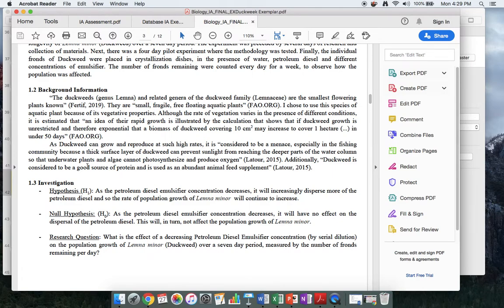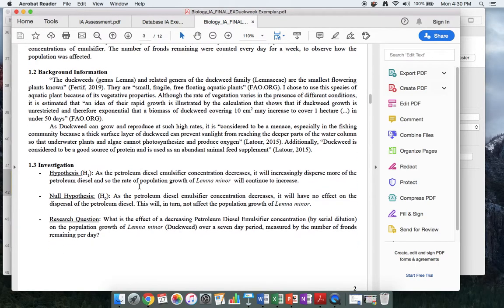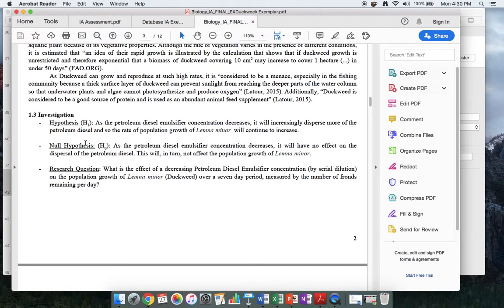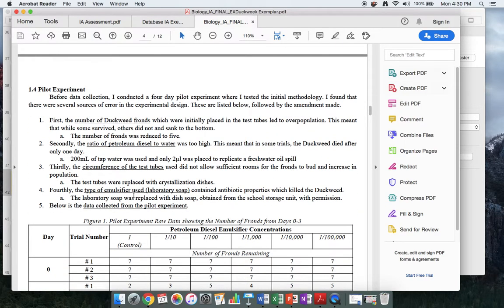Now, the student actually lost points. They didn't talk about the emulsifier in their experiment, the second part of their experiment, how the emulsifier affects duckweed. So they should have talked about that in background information, but they didn't. So make sure for yours you talk about every component of your experiment. What does it mean? What do we know about it? That kind of stuff. Okay, and they used the information to help write their hypotheses and their question.